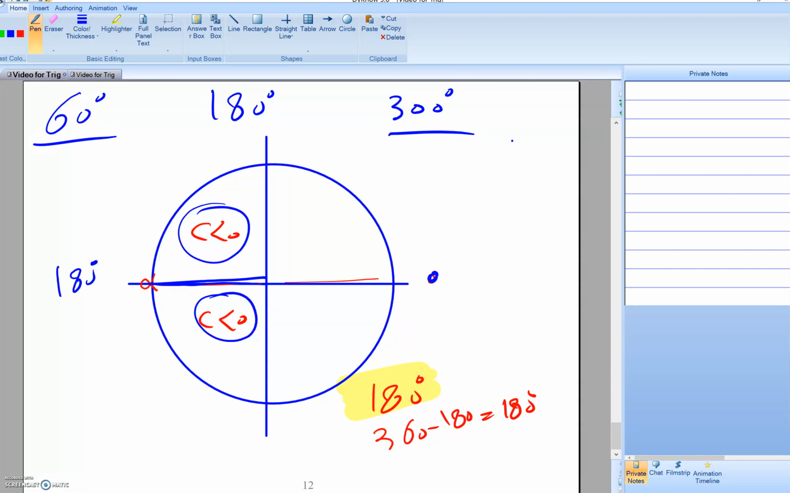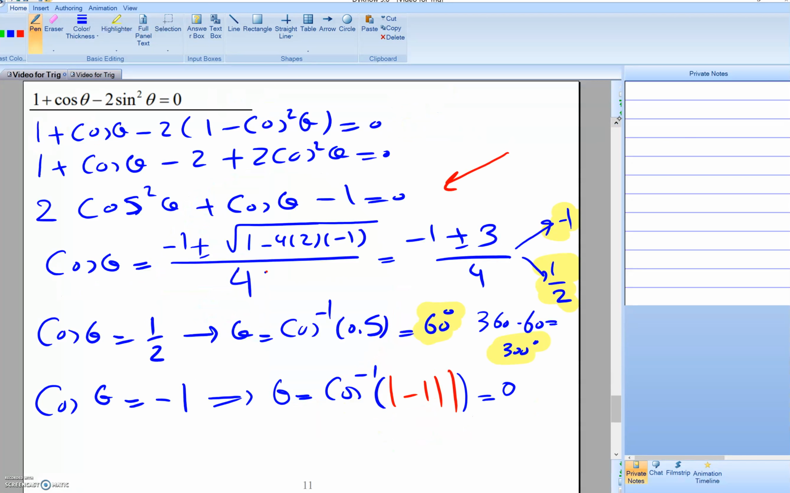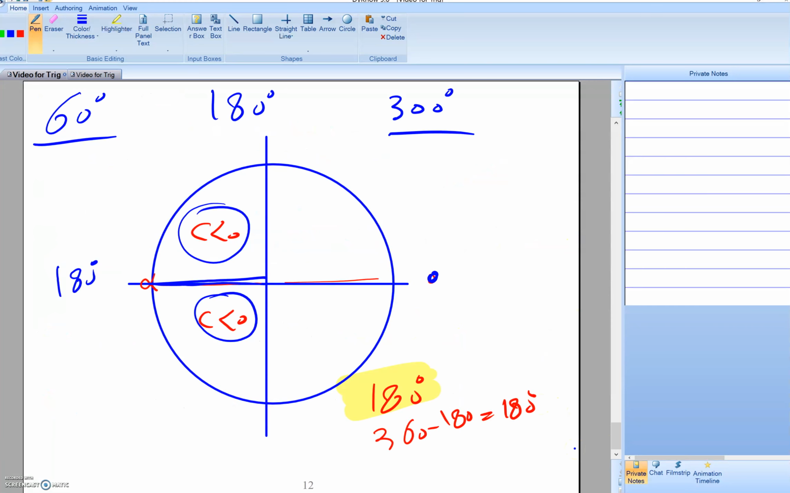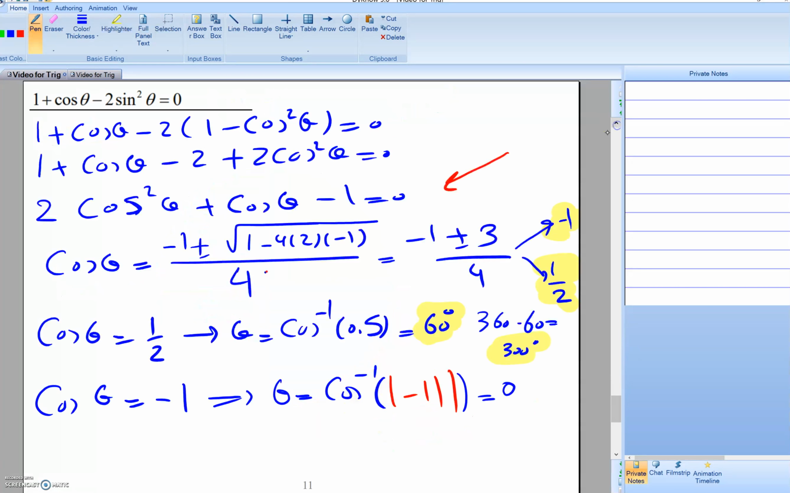So 60 and 300 make cosine theta to be 1 over 2. And 180 makes cosine theta to be minus 1. And both of these values, minus 1 and 1 over 2, make this equation equal 0.